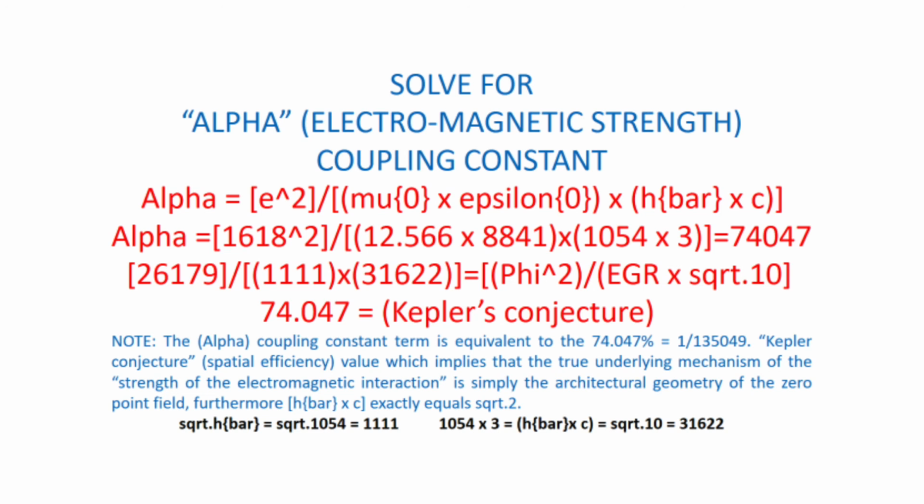What is most important is that we understand the current model's revelation that the true mechanism of the alpha electromagnetic interaction strength is that of a coupling constant between the aggregate photons which compose the zero-point field's cubic hexagonal sphere packing architecture. Furthermore, although this fine structure constant is cryptically represented by its reciprocal value, which has been modified by the current model to equal 1 over 135049, it is in fact exactly equivalent to the Kepler conjecture spatial efficiency.